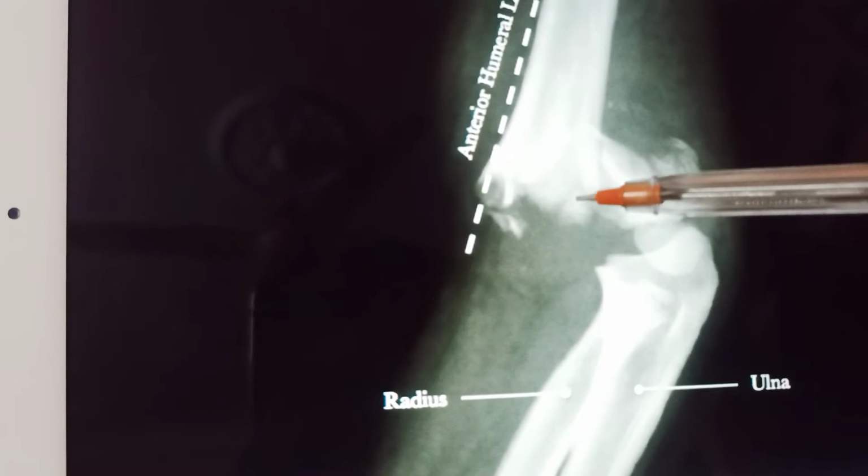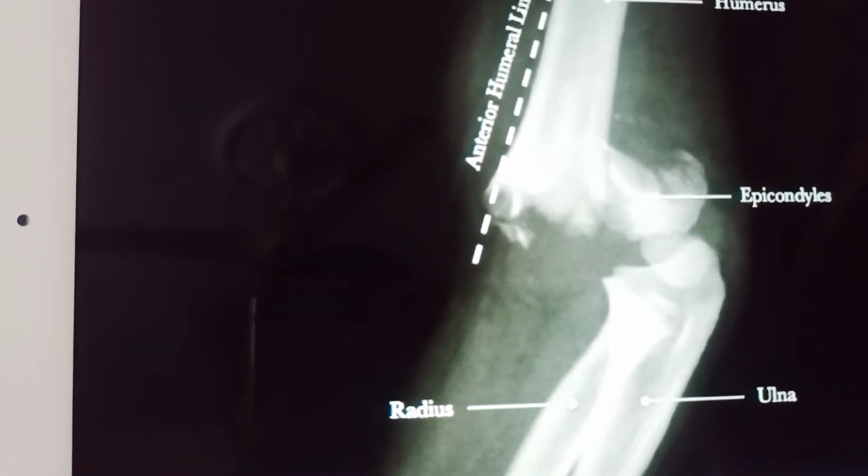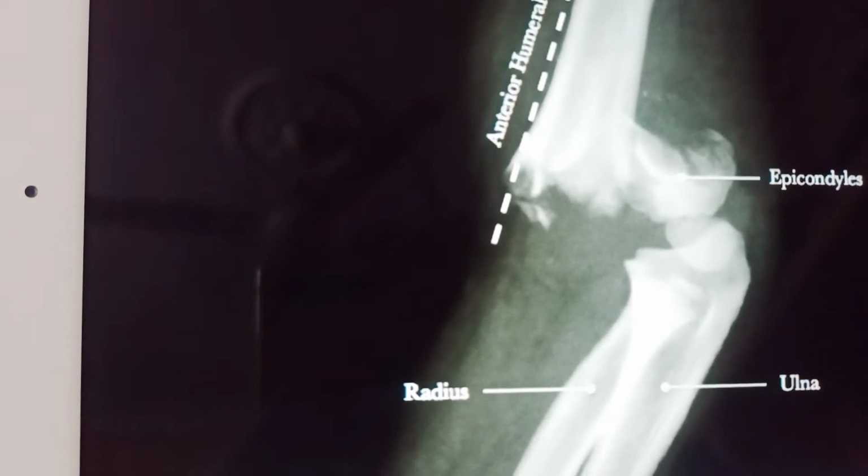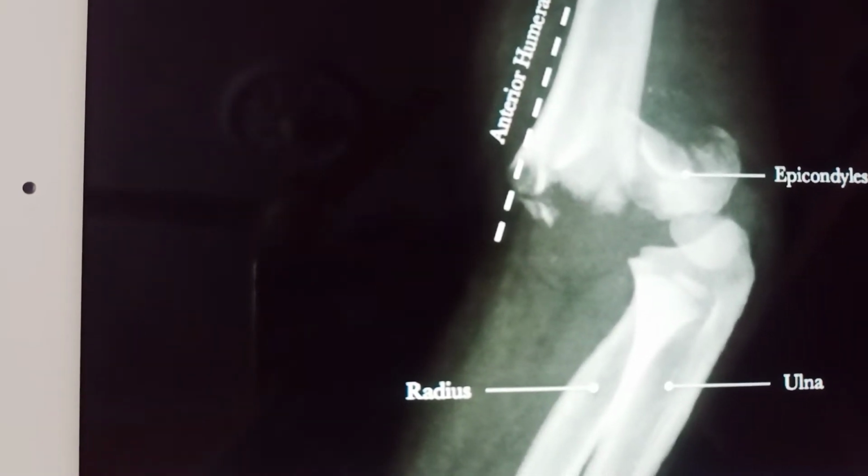For example, if the lateral epicondyle is affected, then it may affect even the radial and ulnar nerves, so they will also get injured. And remember that the ulnar nerve travels under the medial epicondyle.